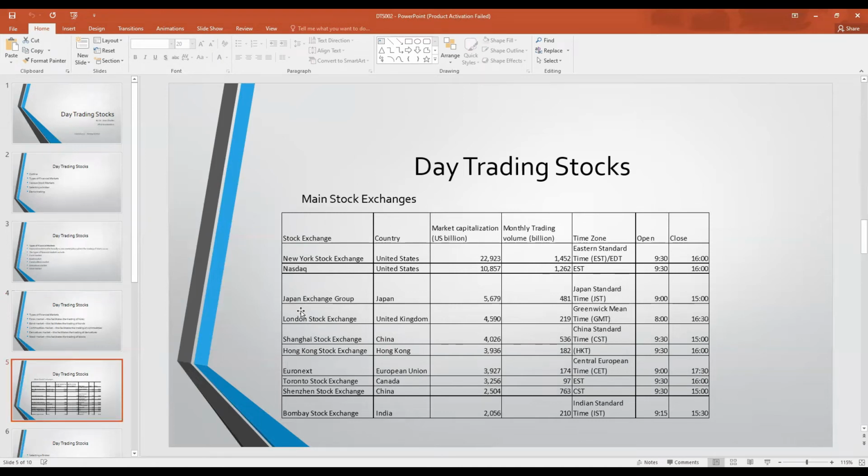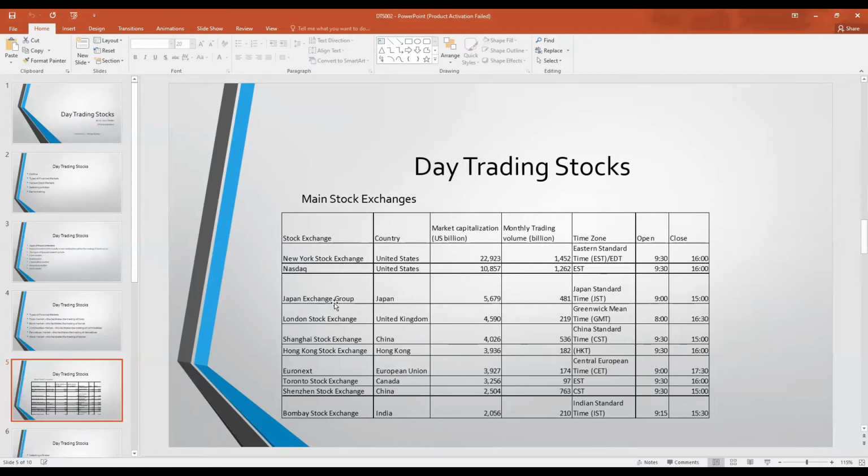So there are many stock exchanges. These are some of the common stock exchanges. So we have the New York Stock Exchange. It is located in the United States. The market capitalization here refers to how much money is being traded on the stock exchange. The market capitalization is 22 trillion. This is a lot of money that is moving on the stock exchange. You have the NASDAQ. This is also located in the United States. The amount of money traded on the NASDAQ stock exchange is 10 trillion.